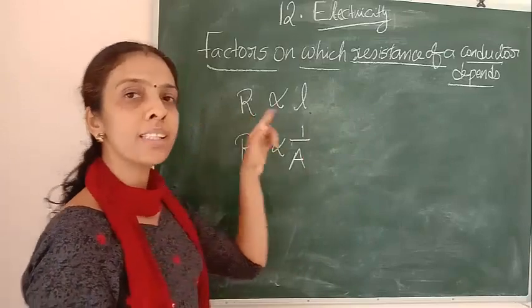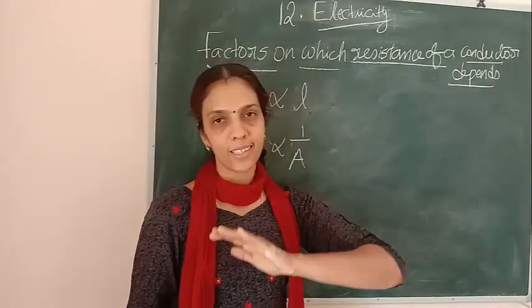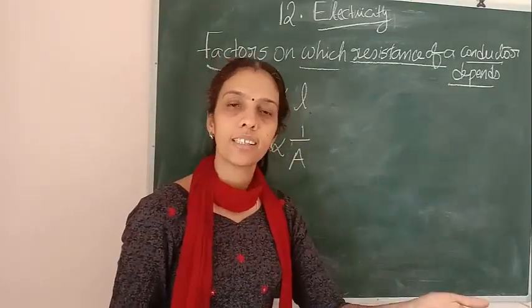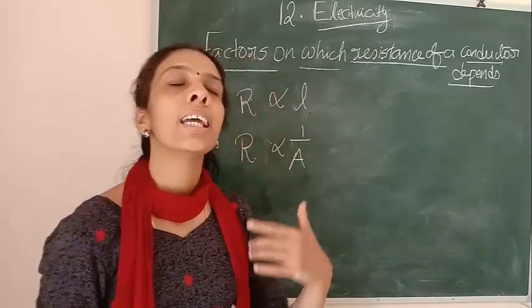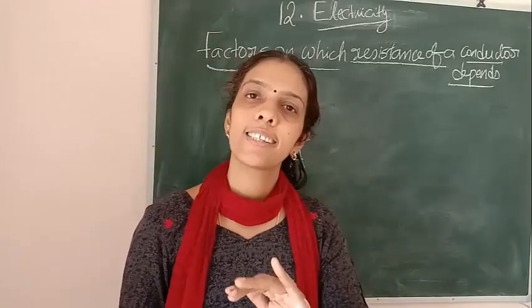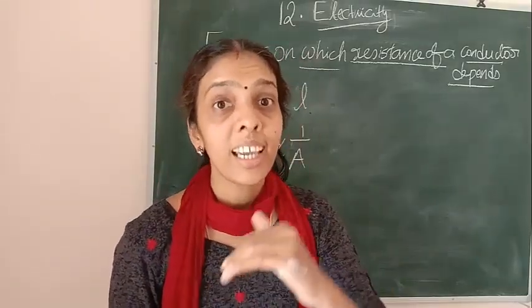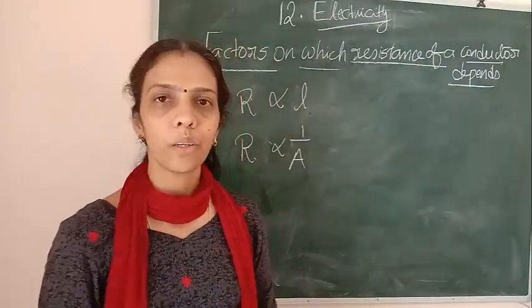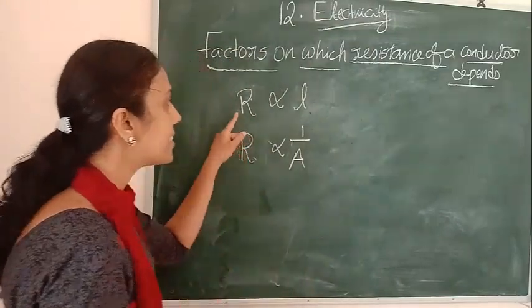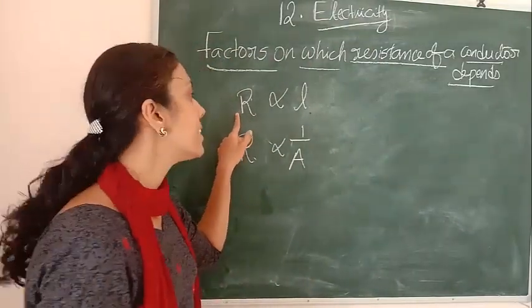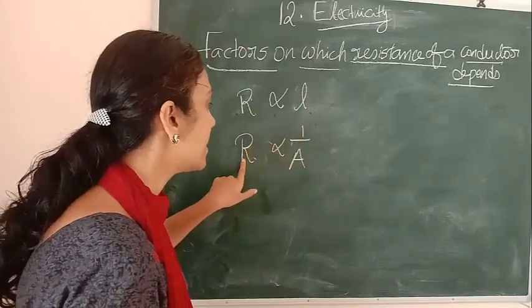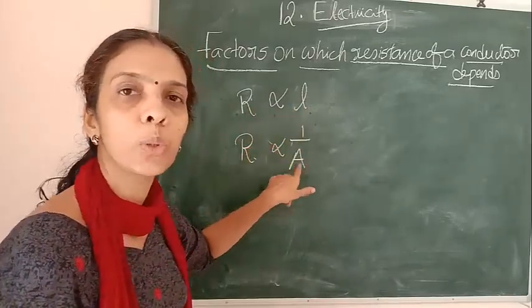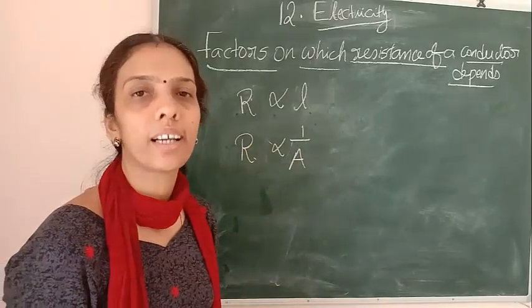So, understood what is meant by inversely proportional and directly proportional? Directly proportional means if length increases, resistance also will increase. If the left side increases, the right side also increases. Inversely proportional means if the left side decreases, the right side will be increasing. Okay, clear now? So, the resistance of a conductor is directly proportional to the length of the conductor and inversely proportional to the area of the conductor.